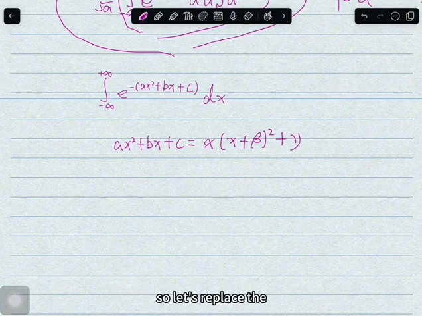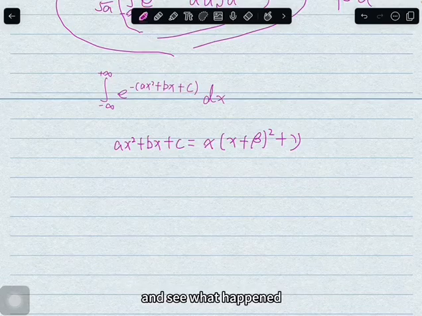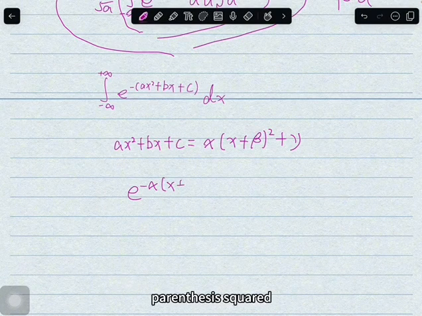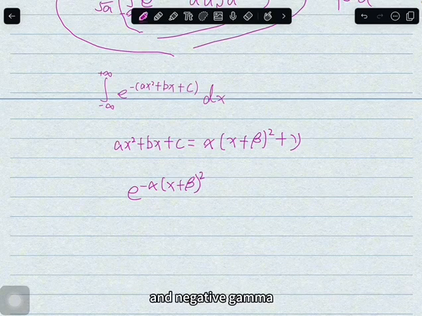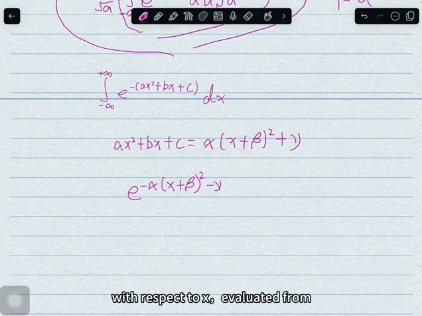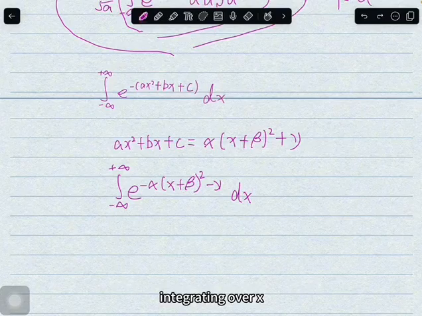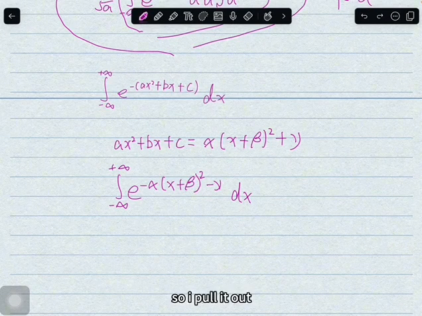So let's replace the exponent of e and see what happens. Let me write e to the power of minus alpha times (x minus beta) squared, and negative gamma, with respect to x, evaluated from negative infinity to positive infinity. Integrating over x, I can treat e to the power of negative gamma as a constant. So I put it out.